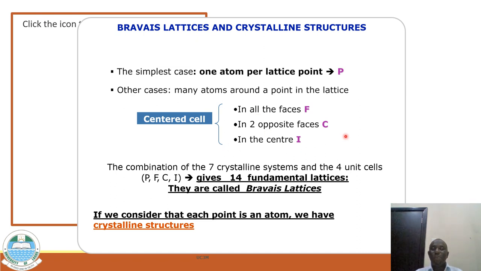And this is in terms of, one, is it occurring just at the lattice point? And the other bit, are we having it at all the faces? Are we having it at two opposing faces, just top and bottom, or front and back, but not all through the faces? Or it's just at the center, like we have in body center. So when you combine all this, you will now have what we call the 14 fundamental lattices, or the 14 Bravais lattices. And if we consider that each point is an atom, we now have the crystal structure.